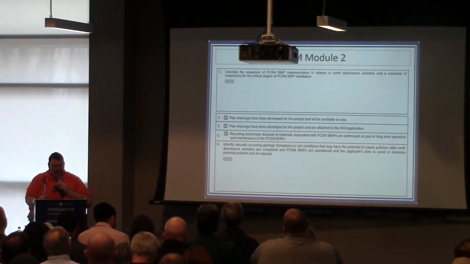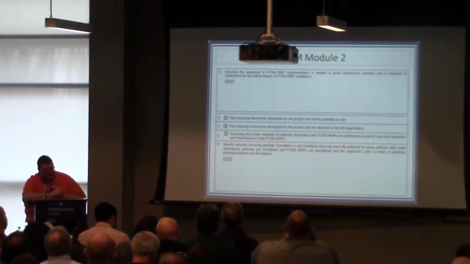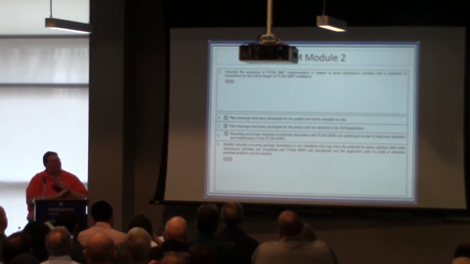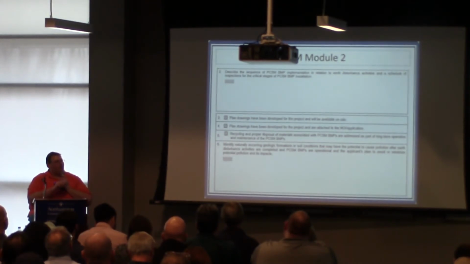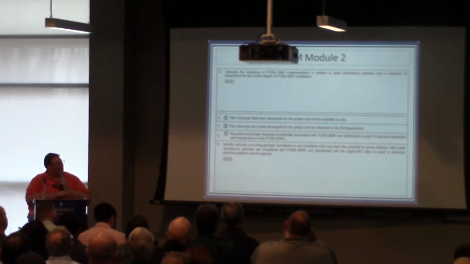Number 3, you want to check the box: the drawings of the PCSM plan have been developed and will be available on site. Now, this box should always remain unchecked except for PAG-01s. So this isn't even available to us yet, and that's box 3. You'll see when PAG-01 comes out why that is relevant and why that's needed. For PAG-02 and individual permits, you will always be checking this one. The plans have been developed and are available on site.